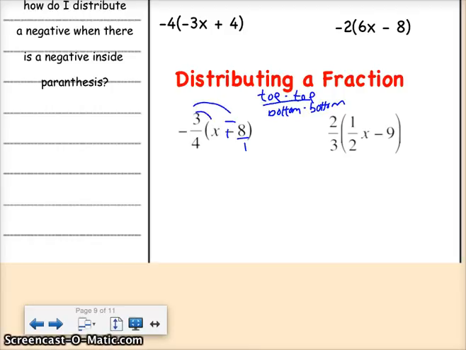Negative 3/4 times x is negative 3/4 x plus top times top over bottom times bottom. Negative 3 times negative 8 is 24 over 4 times 1 is 4. Then you have to simplify. This would be negative 3/4 x plus 6. Final answer.